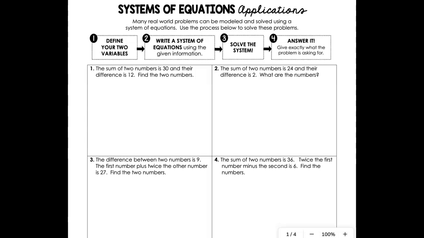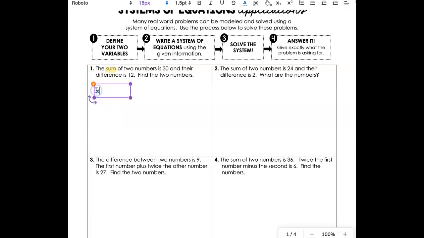the 2 word problems. For example, on number 1, they're telling us first here that the sum of 2 different numbers is 30. So we know that sum means to add. You can pick whatever variables you want. I'm just going to use x and y. So x plus y should equal 30.